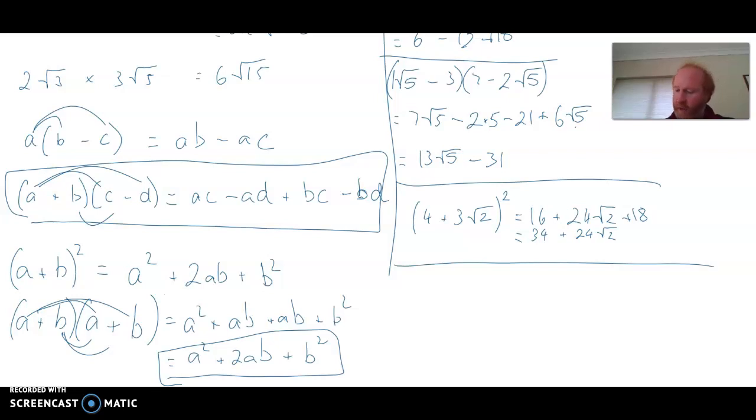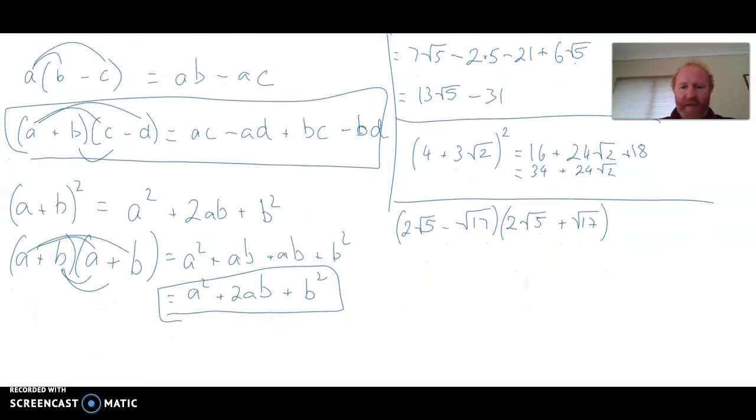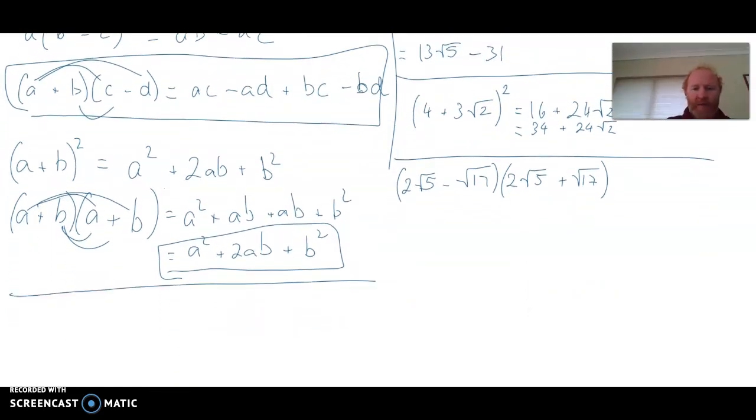One more question. If I have 2 root 5 minus root 17 and 2 root 5 plus root 17, what have I actually got there? Well, this is another thing that's in a special form. So let's just note what special form this is. This is the difference of two squares, where I've got the exact same numbers in both, but one of them's positive and one of them's negative.